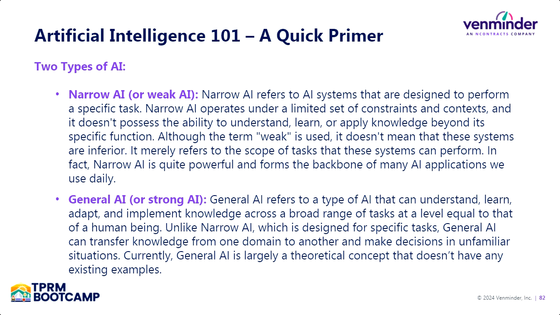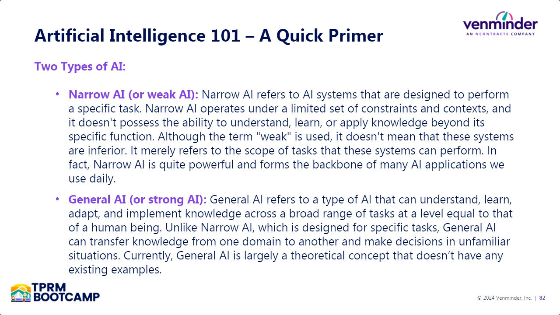All right, it's important to understand that AI basically comes in two flavors. We have what's called narrow or weak AI and general or strong AI. Starting with weak AI, it doesn't mean that it's weak. It means that these systems are designed for very specific tasks, and those tasks have limited constraints. So they can't learn or understand beyond their function, but they're still really powerful and they're used in many applications.